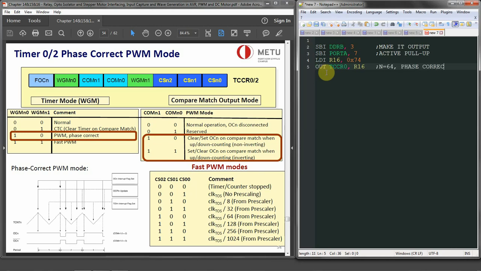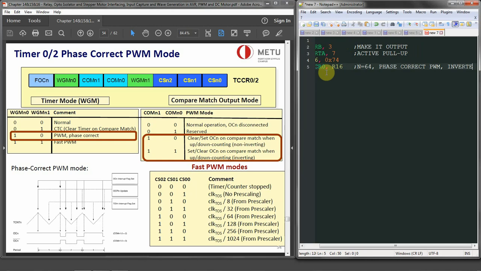Phase correct PWM inverted. If you want, you can have a non-inverting, so you just need to change that to 10, which is going to be 6 rather than 7. Then check if the pin is set or cleared.